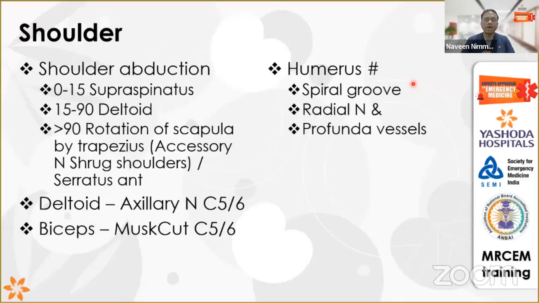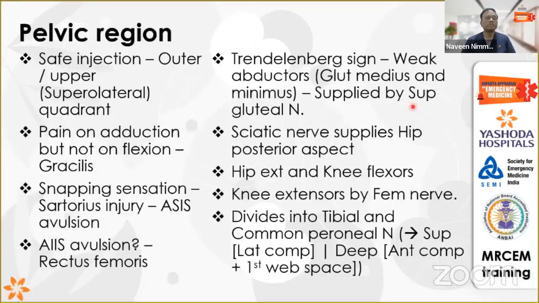Coming to the pelvic region, they might ask you the safe region to give a deep IM injection. That is the outer upper quadrant, the supralateral quadrant. If there is pain on adduction but not on flexion, that means they are only interested in the adductors, not related to flexion of the hip joint. So in that case, you can choose gracilis, which is in the adductor compartment.